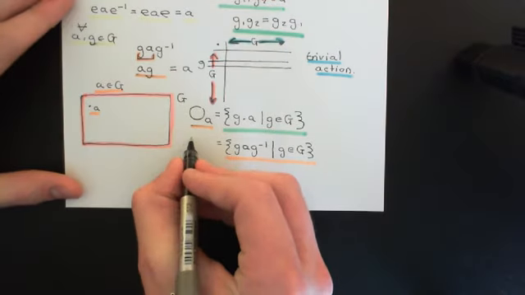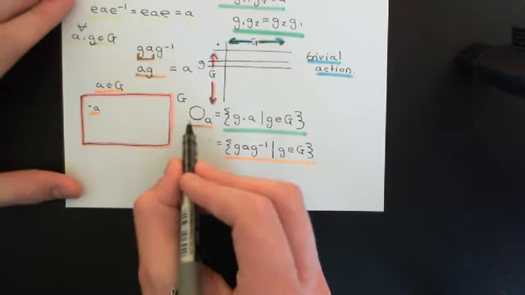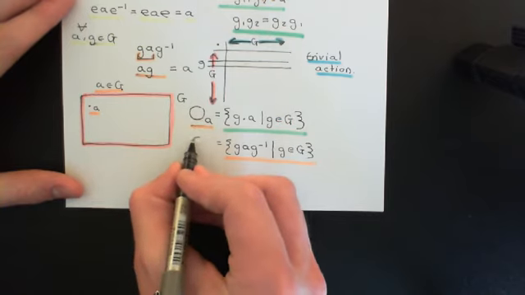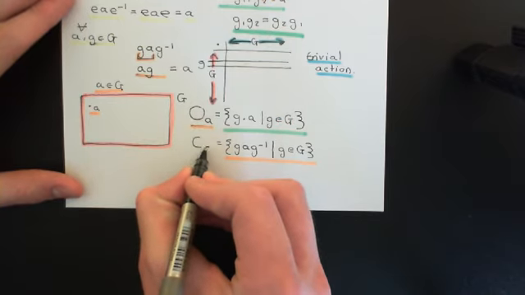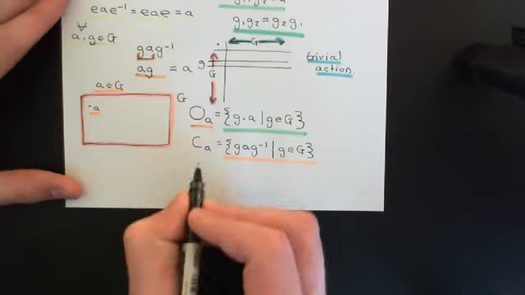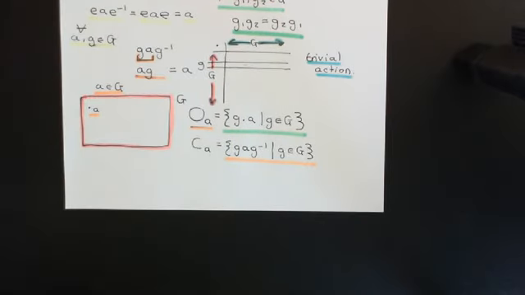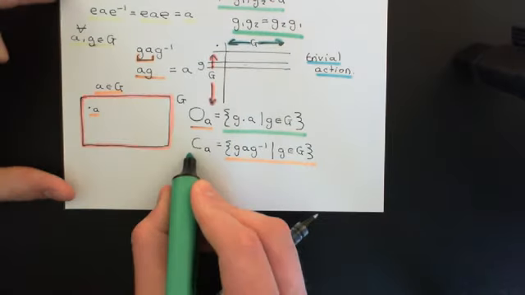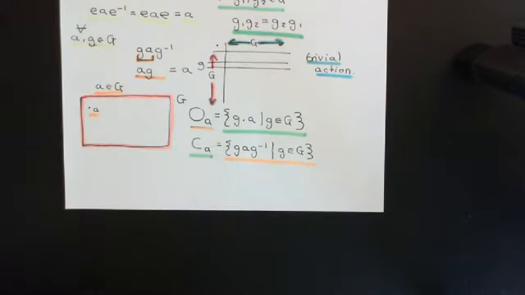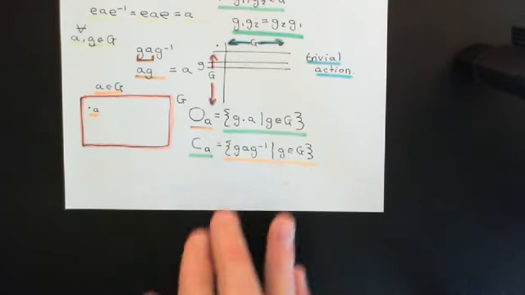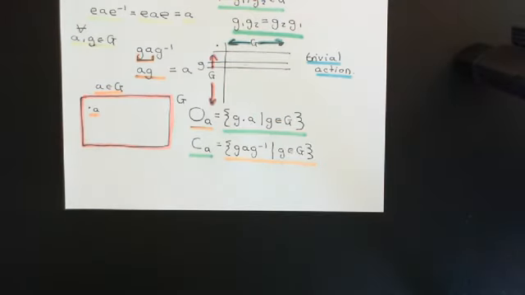Now we're going to drop the nomenclature of orbit and call these the conjugacy classes. This is actually the definition of the conjugacy class of the element little a. The conjugacy class of this element little a is just the orbit of little a under this group action of the group on itself by conjugation, basically.